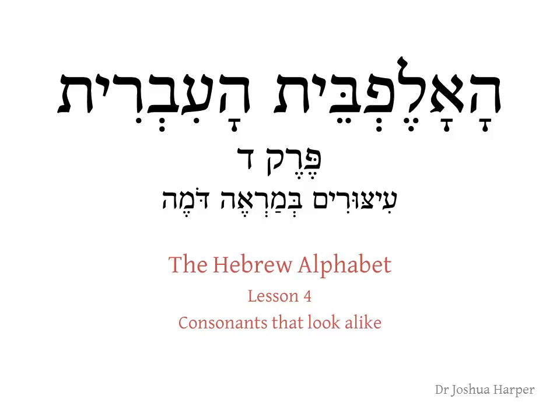The Hebrew Alphabet Lesson 4, Consonants that Look Alike. As we've been learning the Hebrew consonants, you may have noticed that some of the consonants are confusingly similar to each other. In this video, I'm going to give you some tips to be able to tell them apart. Beseder? Okay?